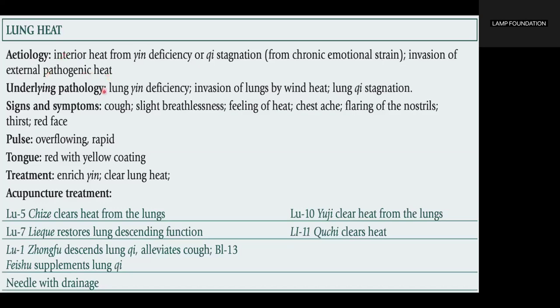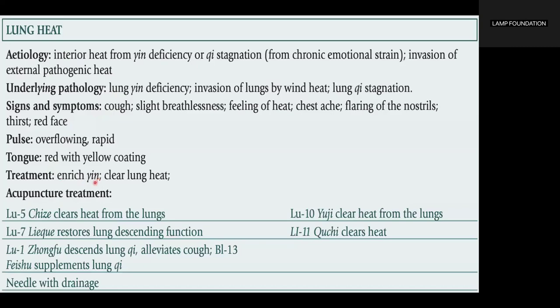Underlying pathology is lung yin deficiency, invasion of lungs by wind heat, lung Qi stagnation. Signs and symptoms: cough, slight breathlessness, feeling of heat, chest ache, flaring of the nostrils, thirst, and red face. Pulse is overflowing and rapid. Tongue is red with yellow coating. Treatment: enrich the yin, clear the lung heat.